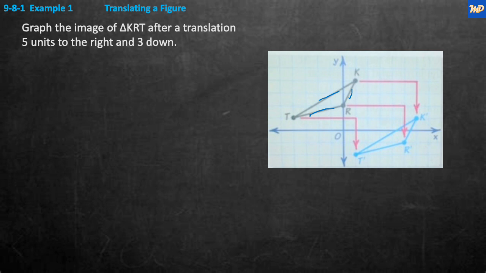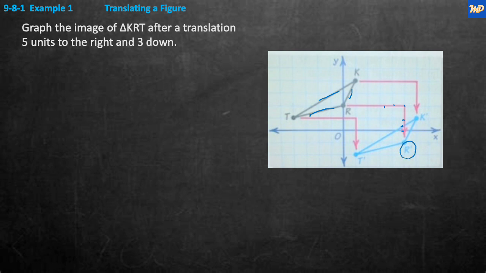That's a translation. So in order to move it, we're taking each point here. Let's start with point R. We're moving it 1, 2, 3, 4, 5 points to the right, and 1, 2, 3 points down. And what do we call it? It's R. Now it's R prime.